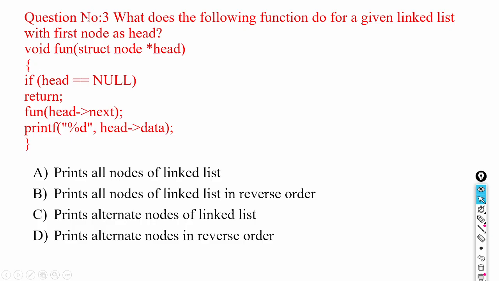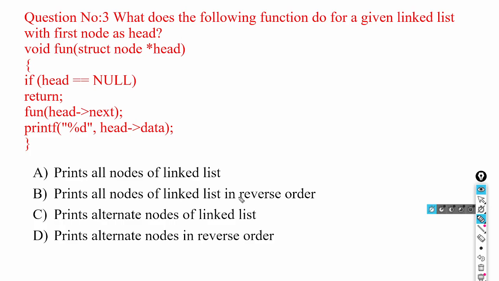Question number 3. What does the following function do for a given linked list with first node as head? Here there is some code, and we need to explain it. The function takes struct node *head, which is a pointer, since in a linked list we use the pointer concept. If head is equal to null, return. Otherwise, head moves forward to the next element, and printf prints the data element.